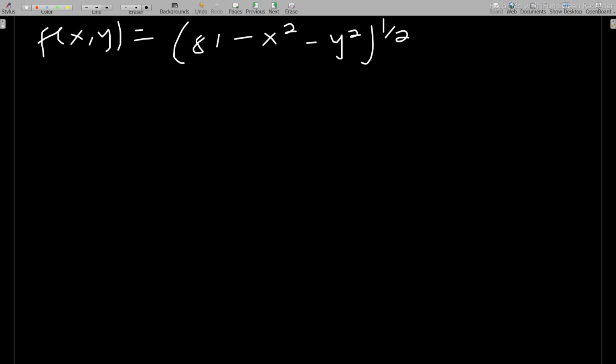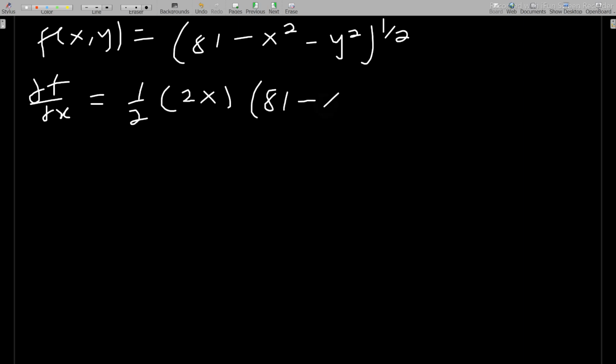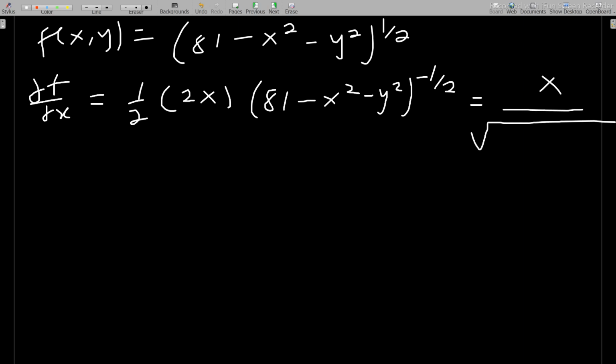Del f del x is the same as f x, but let's use del f del x here, and this is equal to half into 2x into (81 minus x squared minus y squared) all to the negative half. I hope you can see what I'm doing here, and this will actually give us x over the square root of 81 minus x squared minus y squared.